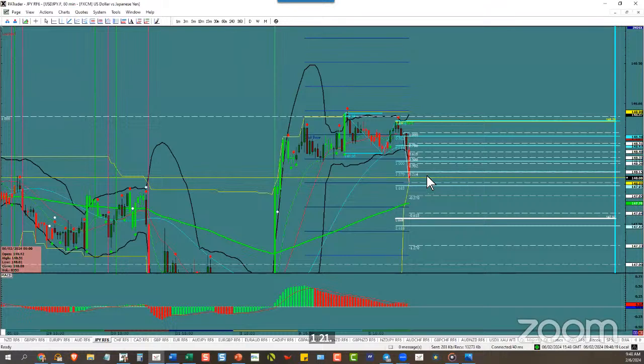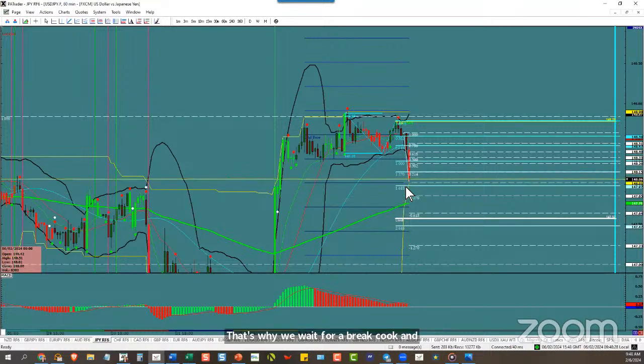So I got to get a pullback. I can't sell here. Why? Because I'm selling at the bottom. That's why we wait for a break, hook and go. The hook gives you the new top. We broke the 214. I can't trade it at 214. I got to break a rule. It has to come back up.